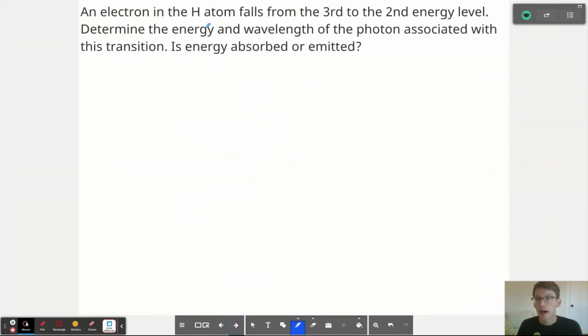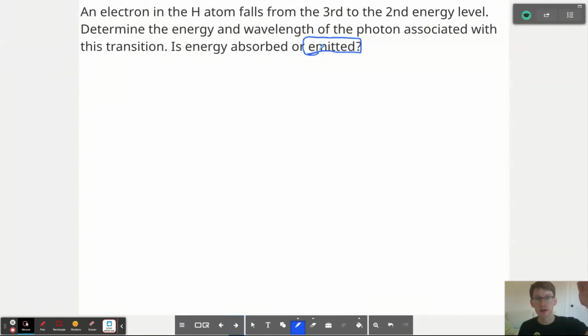So an electron in the hydrogen atom falls from the n equals 3 state to the n equals 2 energy level. Determine the energy and the wavelength of the photon associated with this transition, and is energy absorbed or emitted? First of all, I'm going to answer this last part, because I know that the hydrogen atom's electron is going down from the third level to the second. And if that's happening, it's dropping, it's releasing energy. So we can say that energy is emitted.